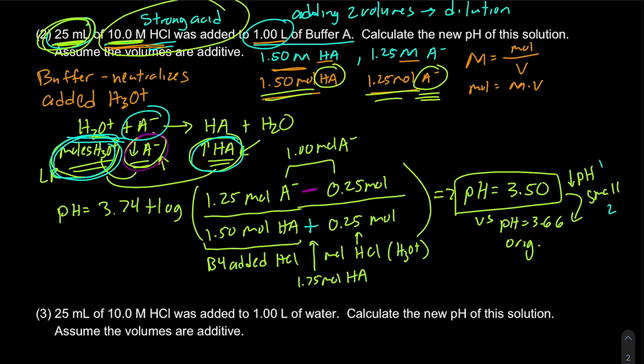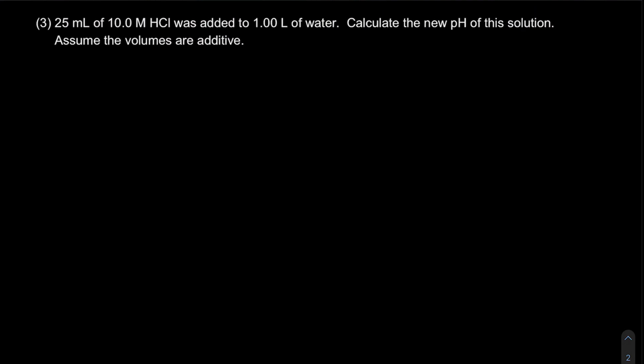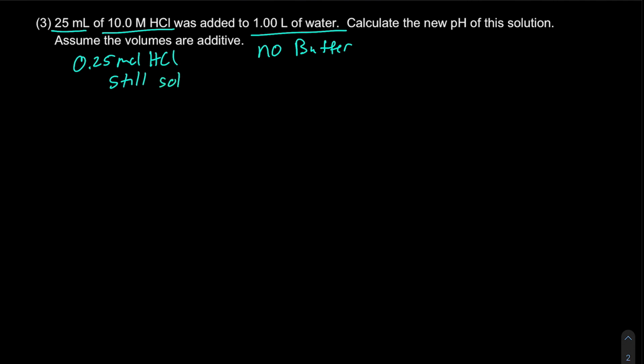Now, let's compare this to what happens if we didn't have a buffer. So here we say, what happens if we add this same amount of HCl? Here we have 0.25 moles of HCl added to 1 liter of water. So we notice in water, there is no buffer. There is no significant amount of a conjugate acid-base pair for a weak acid or a weak base. Because of that, all of that HCl will still be in solution.